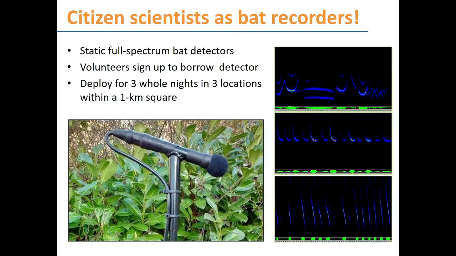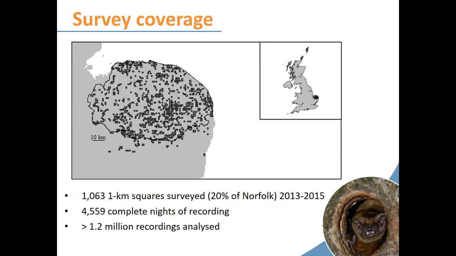The pictures on here are some of the sonograms produced from the bats. Most of that stuff is analysed automatically now, so you don't have to do too much work there. This is a map of the area we managed to cover, that's Norfolk, and you can see we got a pretty good coverage of Norfolk. Roughly 20% was covered, which was over 1,000 1 kilometre squares, and this equated to over 4,000 complete nights of recording and over 1 million individual recordings.